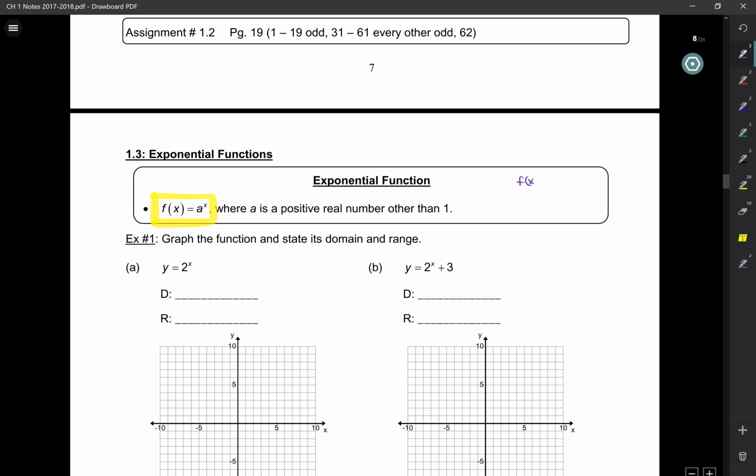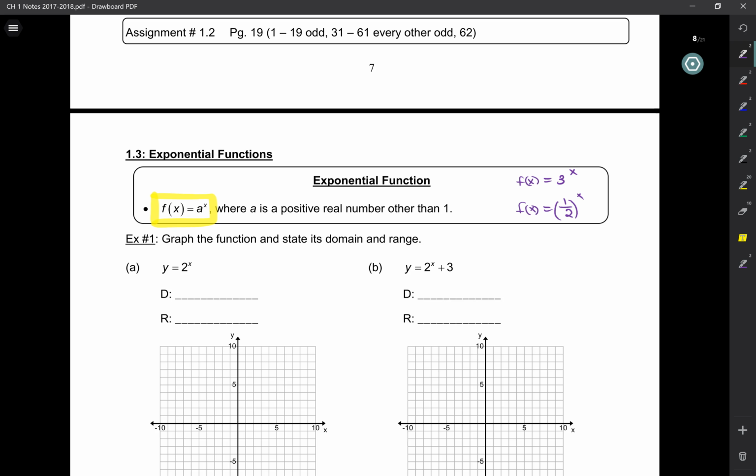f of x is equal to 3 to the power of x. f of x is equal to 1/2 to the power of x. Okay, so the base is a number, the exponent is a variable.